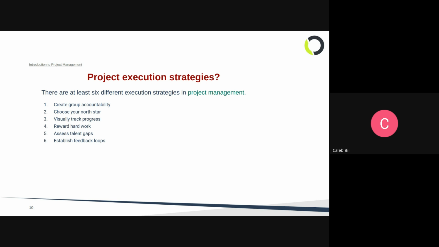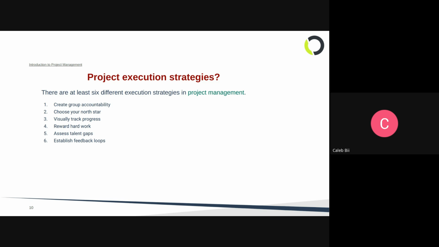So here, you must understand your employees. You must understand where they're coming from, what they're trying to achieve, and so on. That's where choosing your North Star comes in. It's also known as purpose-driven management. You just ensure that your employees have purpose, or they find meaning in what they're doing. So that is one strategy of execution.